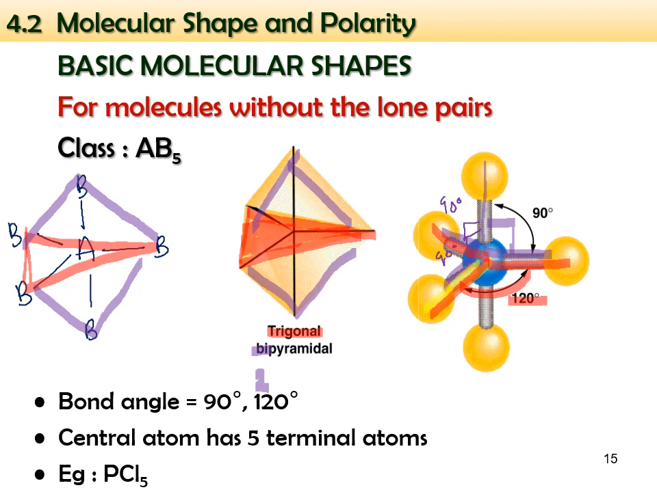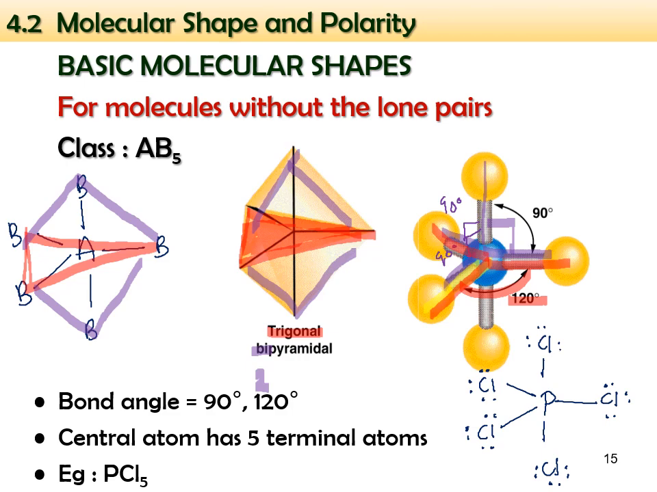So contohnya adalah PCl5. So kalau kita nak draw PCl5 begini. P as your central atom. Chlorine 1, 2, 3, 4, 5. Okay, don't forget to draw the lone pairs at the terminal atoms. Okay, make sure you draw the correct Lewis structure for each.